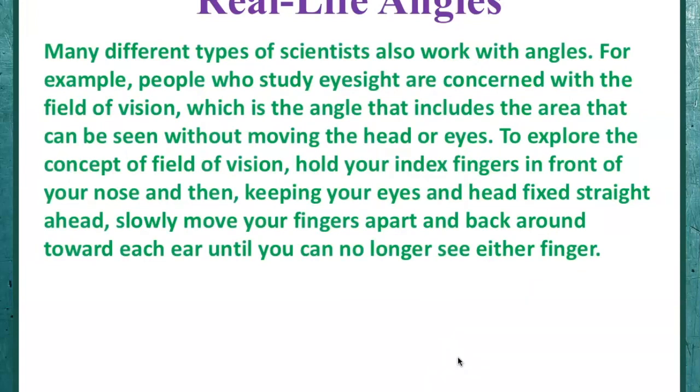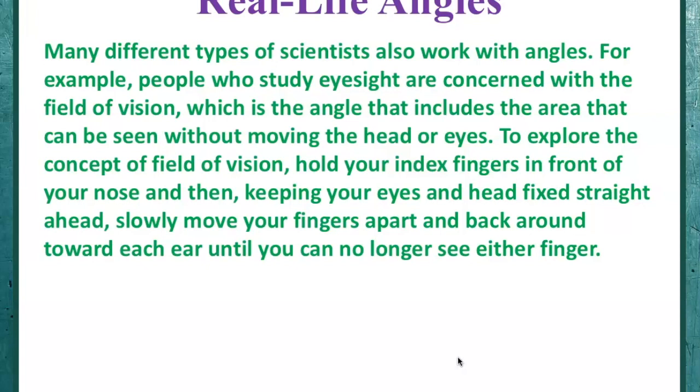Many different types of scientists also work with angles. For example, people who study eyesight are concerned with the field of vision, which is the angle that includes the area that can be seen without moving the head or eyes. So I want you to think about this.